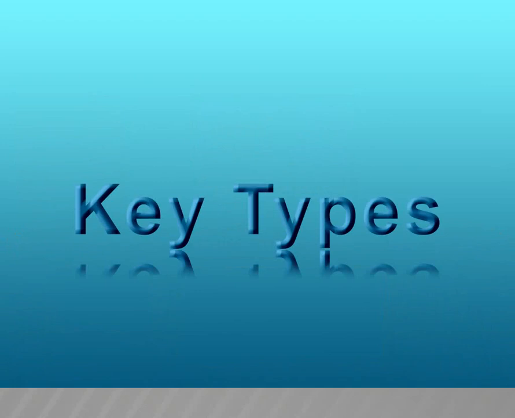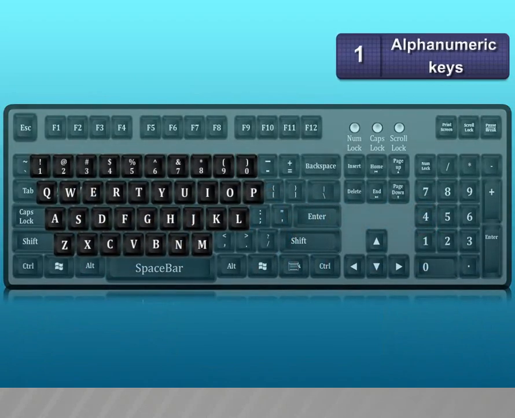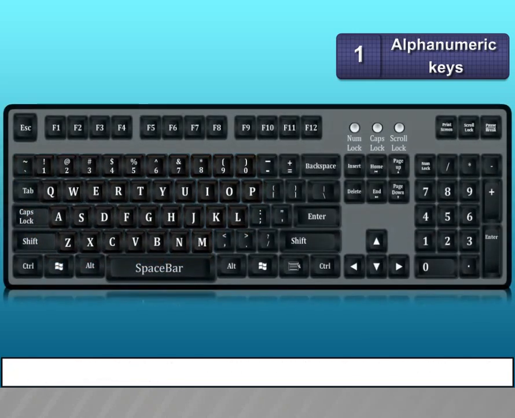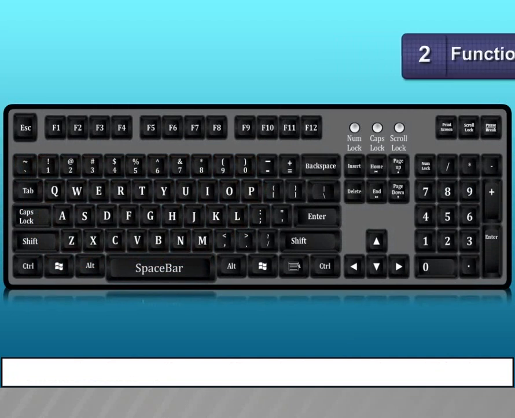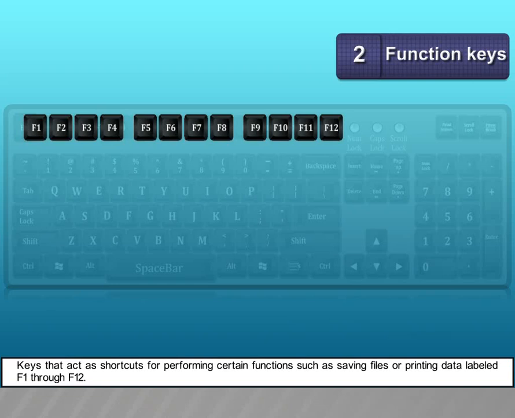Key types. Alphanumeric keys. Alphanumeric keys include the letters of the alphabet and numbers and symbols, generally laid out in the same pattern used for typewriters. Function keys. Keys that act as shortcuts for performing certain functions such as saving files or printing data, labeled F1 through F12.